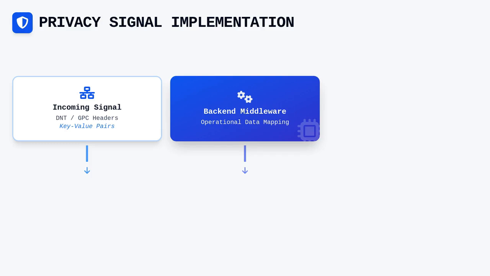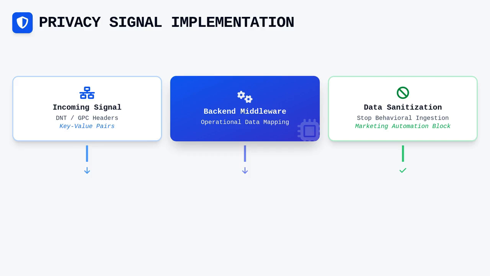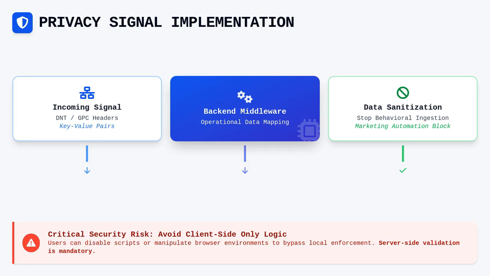An engineer must map these incoming headers to persistent operational data switches that govern downstream marketing automation systems. For instance, if your backend receives a signal, the corresponding user session object should be flagged immediately to prevent the ingestion of behavioral data into your ingestion pipelines. This mapping is not a passive task. It requires a robust middleware component that sanitizes the outbound data flow based on this signal. Relying on client-side JavaScript alone is a dangerous mistake, because a user can disable scripts or manipulate the browser environment to bypass local enforcement.